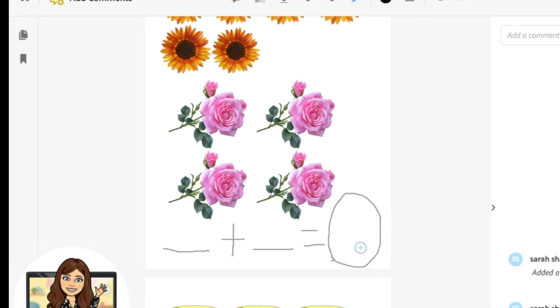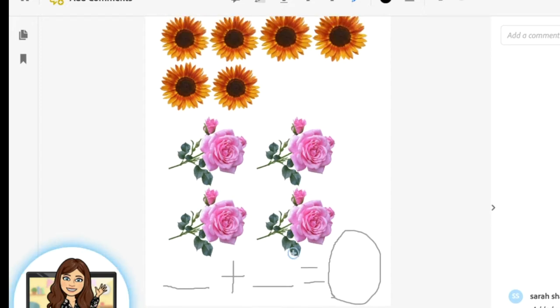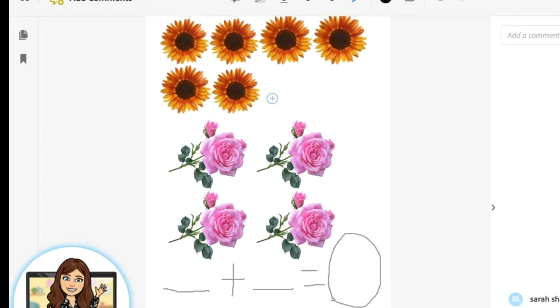So, friends, what do we hear first? How many sunflowers are there in the garden? That's right. We heard that there are 6 sunflowers in the garden. And we also heard that there are 4 roses.